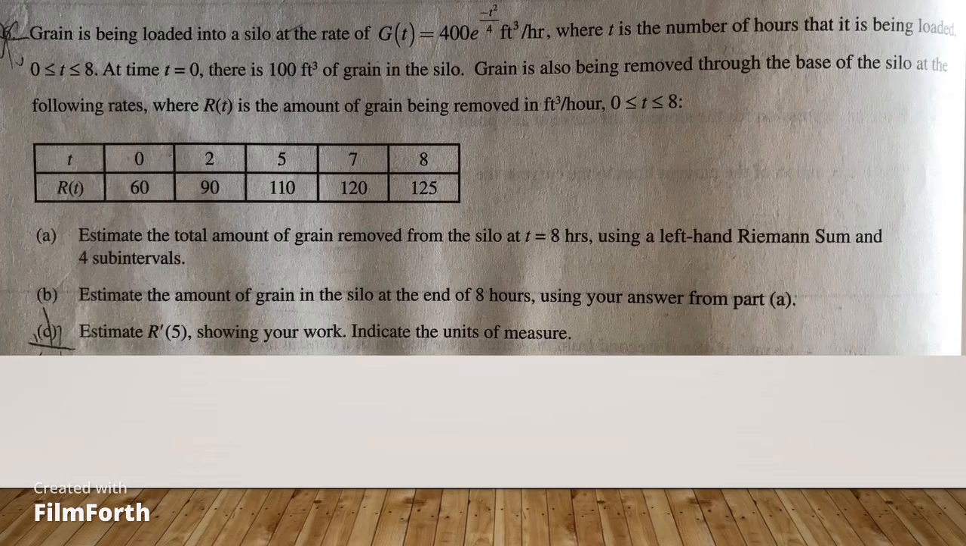Question 6, the last question. Grain is being loaded into a silo at the rate of g of t equals 400 times e to the negative t squared over 4 feet cubed per hour. So from the first sentence, we know the rate of the grain being loaded. So dV over dt is 400 times e to the negative t squared over 4.